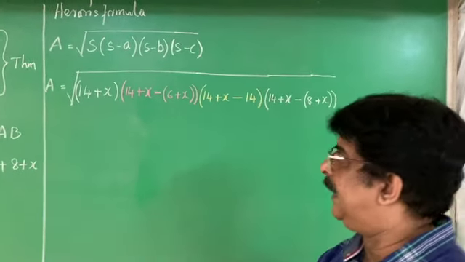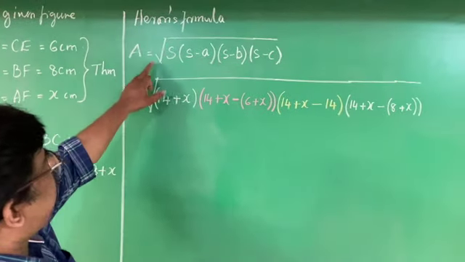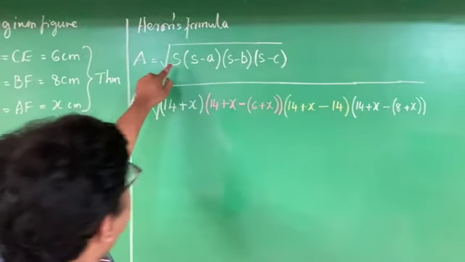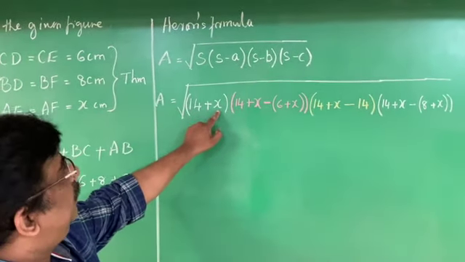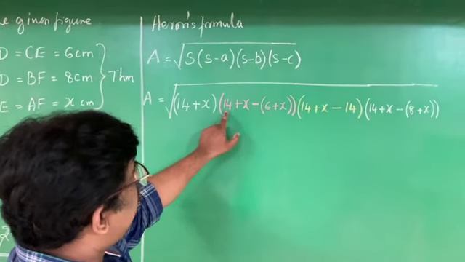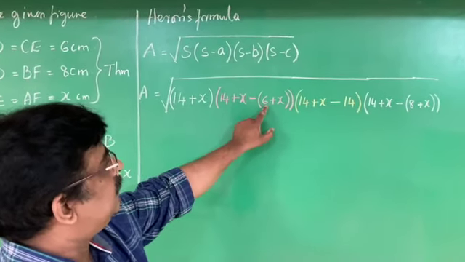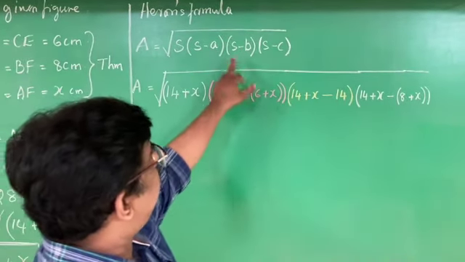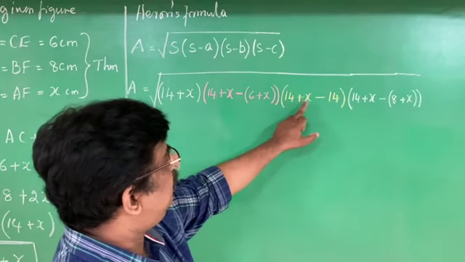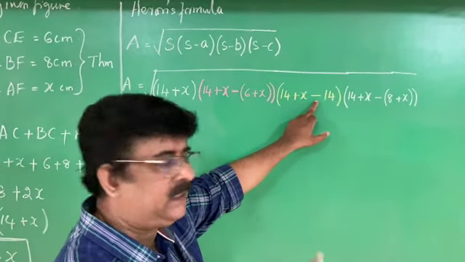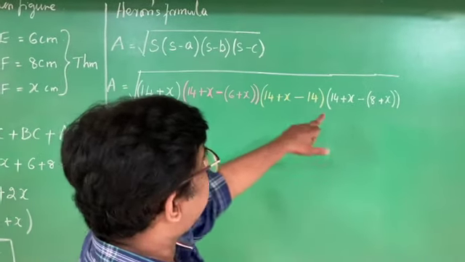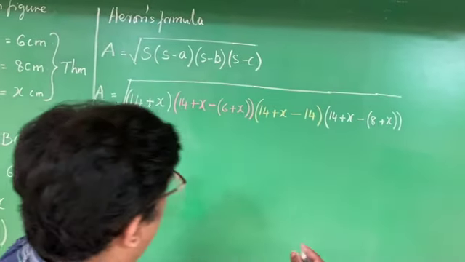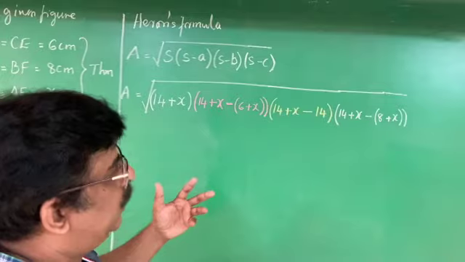See, I repeat once again. Heron's formula is A is equal to square root of S into S minus a into S minus b into S minus c. S means 14 plus x. S minus a means 14 plus x minus one side, and one side is 6 plus x, minus of 6 plus x. Into S minus b means 14 plus x minus b, which is 6 plus 8, that is 14. Next is S minus c, which is 14 plus x minus of 8 plus x. This type of problem is called the problem of endurance.